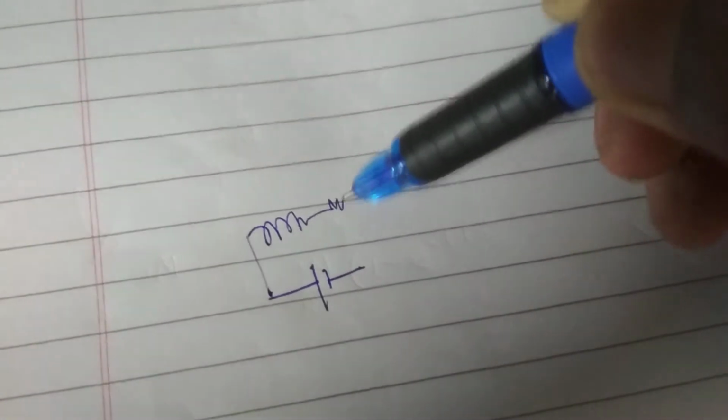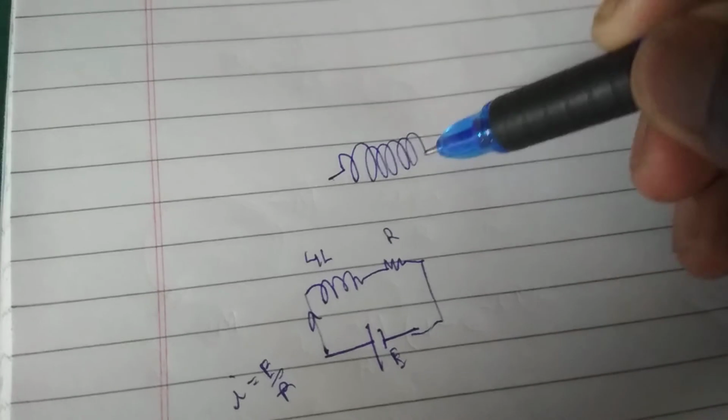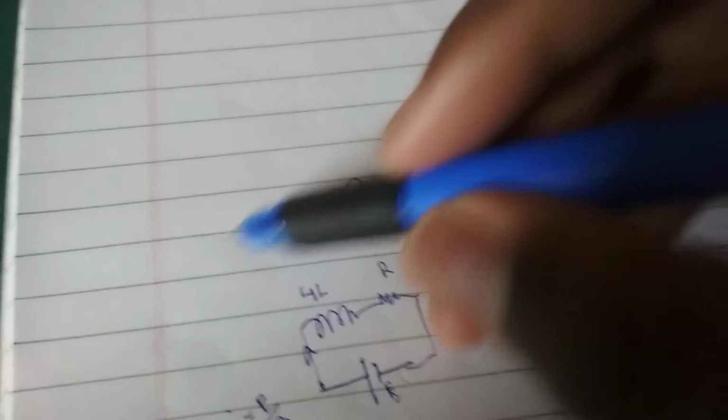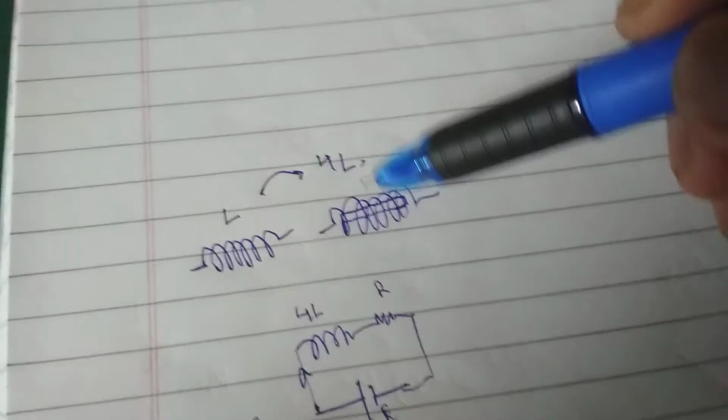What if you have a steady state inductor circuit with a current I equal to E by R? But this inductor has a core, this core actually increases its inductance from L to 4L, that is, without the core it is L.